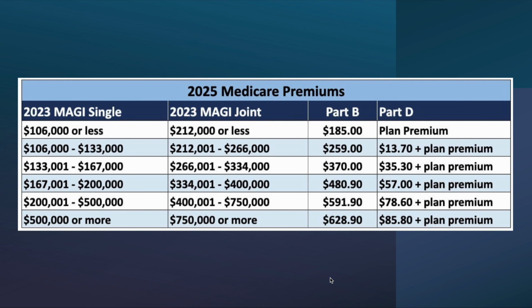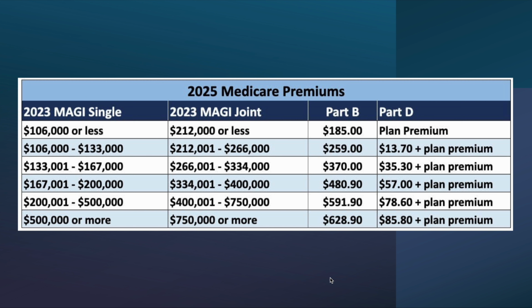If we look over here to the right, we'll see two more columns. The first deals with the Part B premium for those who are experiencing Medicare MAGI charges. For those at the lowest level, it's going to be this $259. And for those who are at the top level, you're looking at $628.90 as far as what they'll pay, the 2025 Part B premium.